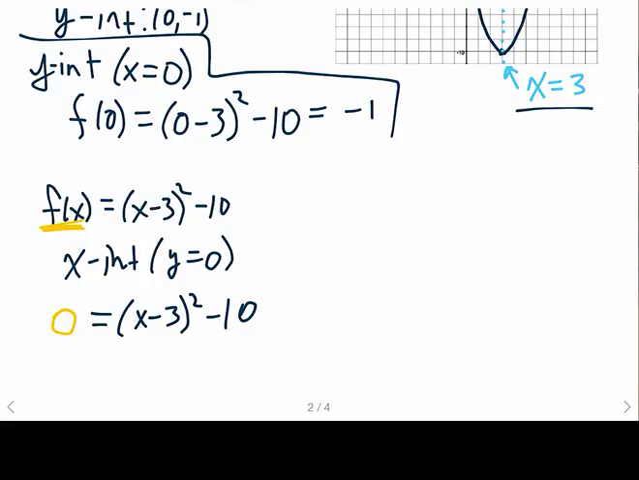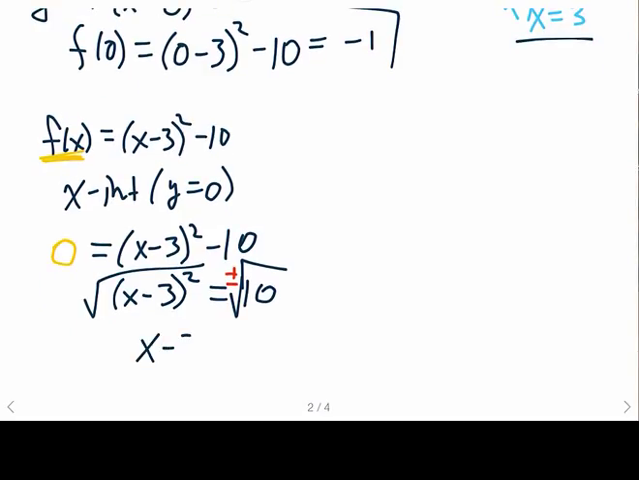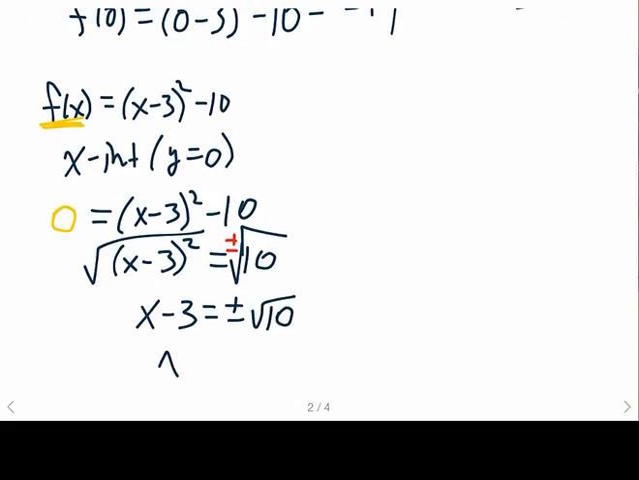If we think back to when we solved by completing the square, we might remember that we did things like getting the quantity that was squared all by itself, which I'm going to do by adding 10 to both sides. So we have (x - 3)² = 10. And then square rooting both sides. Whenever we square root both sides of an equation, we have to remember plus or minus. So we have that x - 3 = ±√10, or x = 3 ± √10.